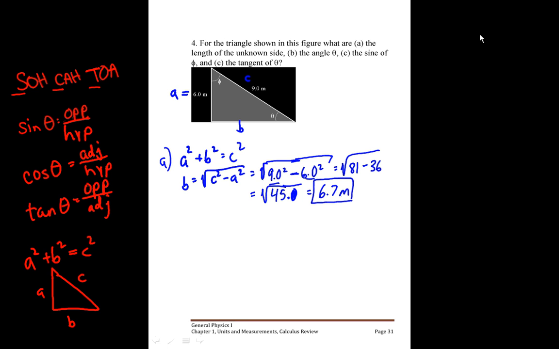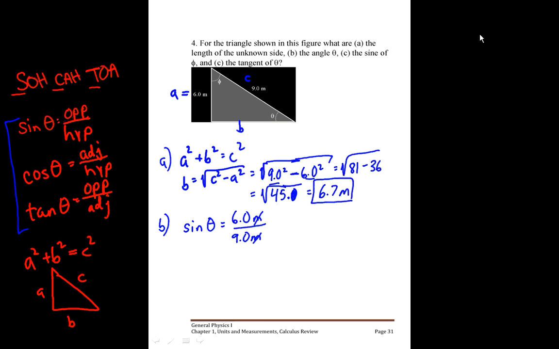That's part A. Now in part B, I want to know what is the angle theta. All right, well, I know A, B, and C, so I can use any of these over here. I will just use sine of theta, which is opposite over hypotenuse. That's going to equal 6 meters over 9 meters. Notice that those units cancel out. The sine of an angle has no units.